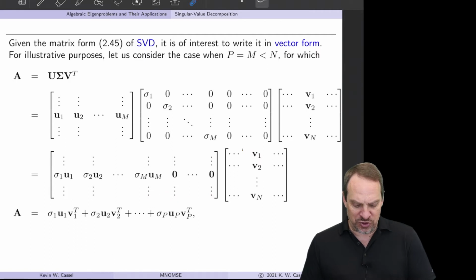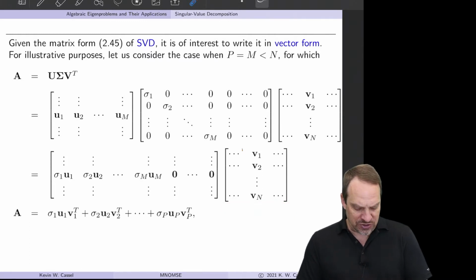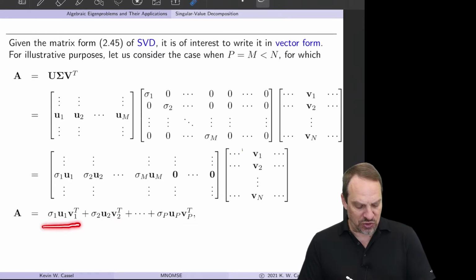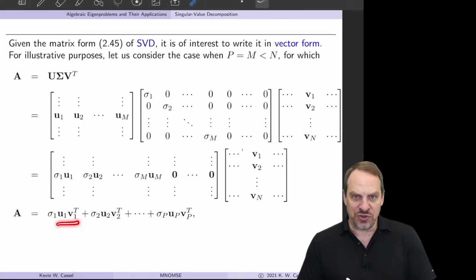If we further multiply by V transpose, once again, if you look at it carefully, you can convince yourself that the result is going to be the sum of these vector products: sigma 1 U1 V1 transpose, sigma 2 U2 V2 transpose, and a term for each of those non-zero singular values up to, say, P. Now this U1 V1 transpose and U2 V2 transpose and so on, this is actually an outer product.